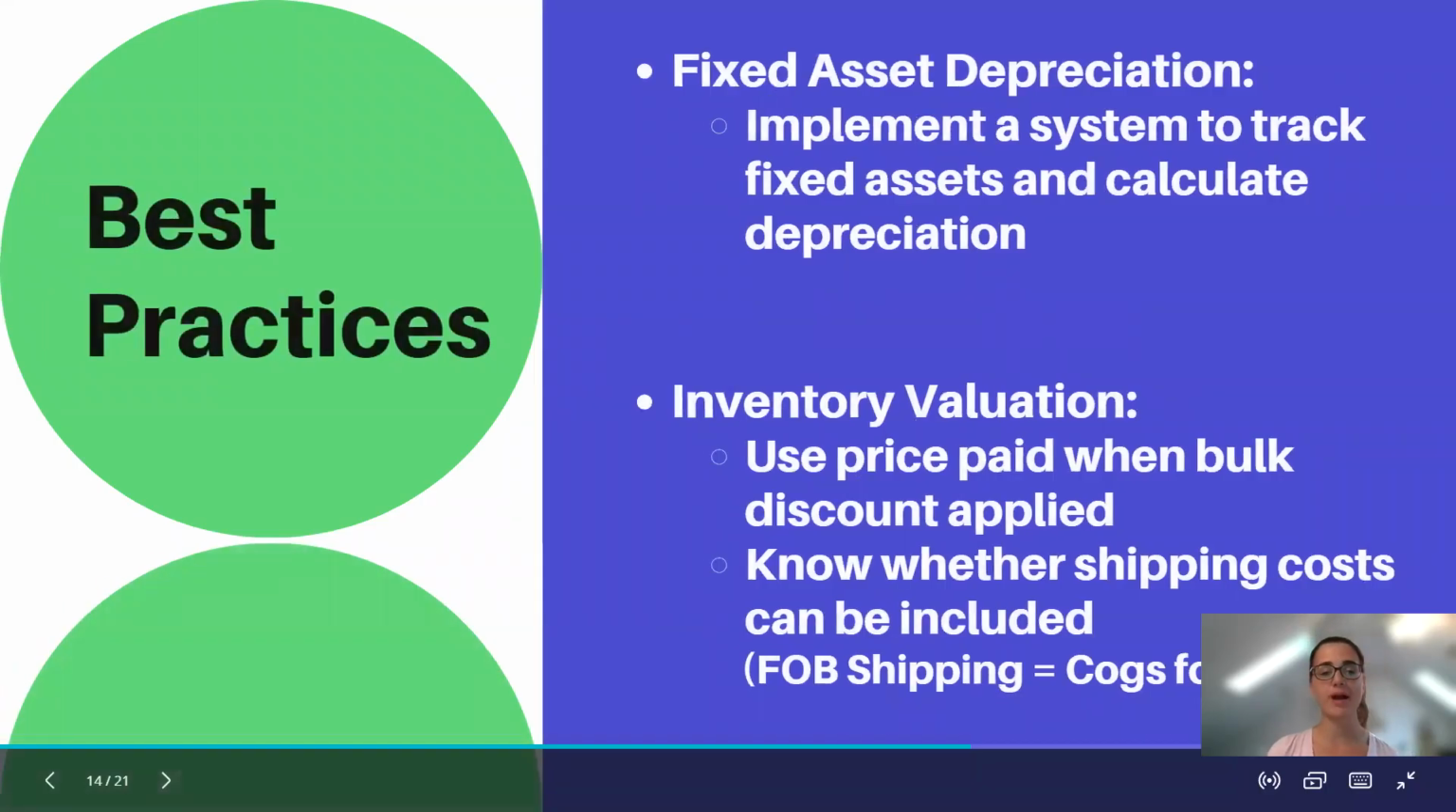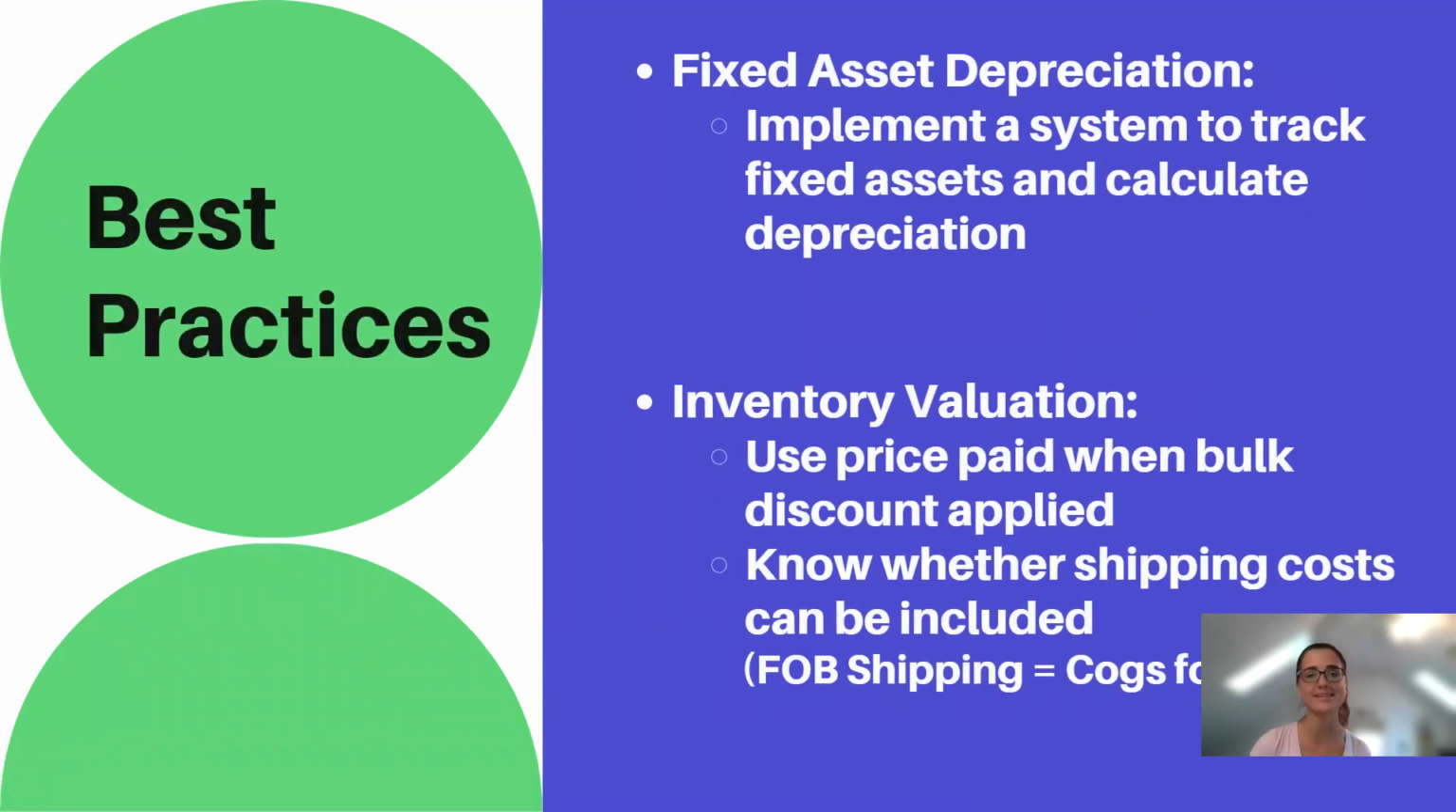Some more best practices here, fixed asset depreciation. This may be allocated as an indirect cost. So you'll want to have a system in place where you're tracking your fixed assets and calculating that depreciation so that you can include that in your inventory numbers.